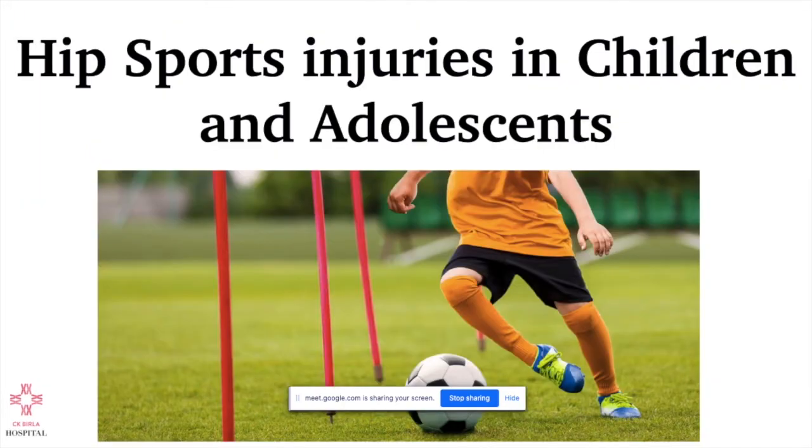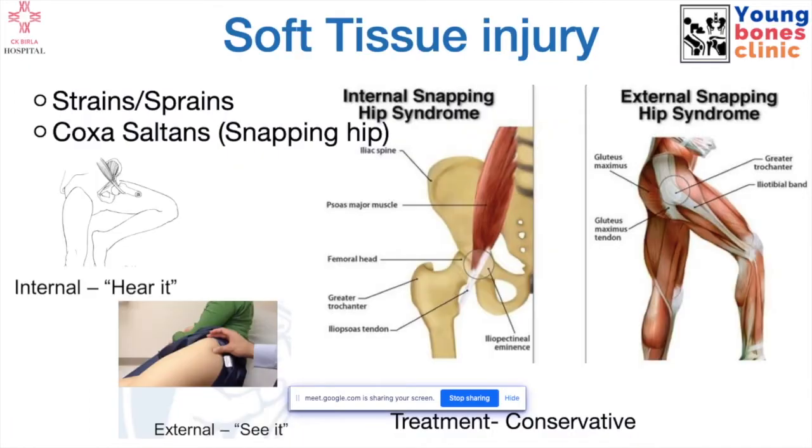Now, hip sports injuries in children and adolescents are again getting more and more common, and there are some causes which can lead to an acute onset or a chronic limp. So kids playing football, basketball, volleyball, kho-kho, all kinds of games, may land up with some amount of soft tissue injuries. One of the two common things which we see are strains and sprains of the muscles around the hip. Can be an iliopsoas strain, a hamstring strain, then rectus strain. So all that is common.